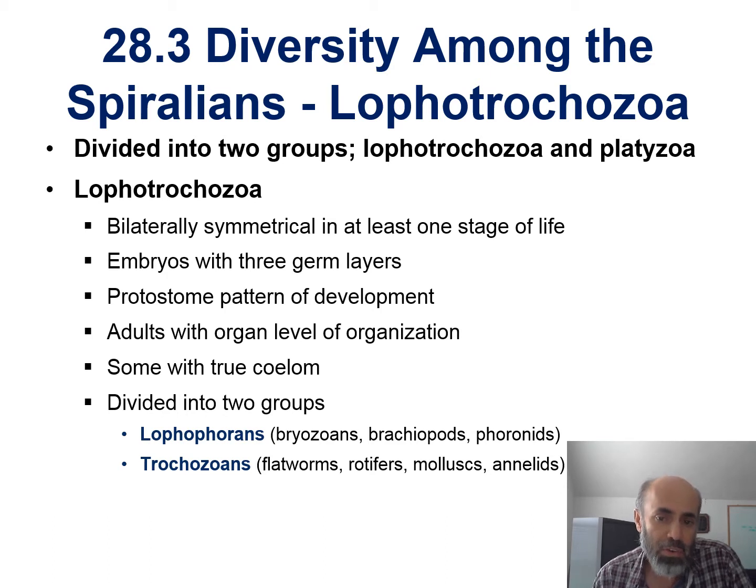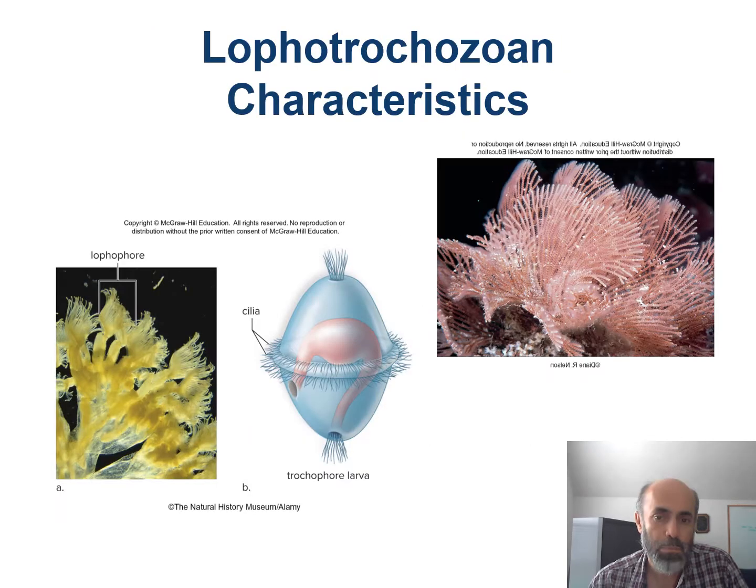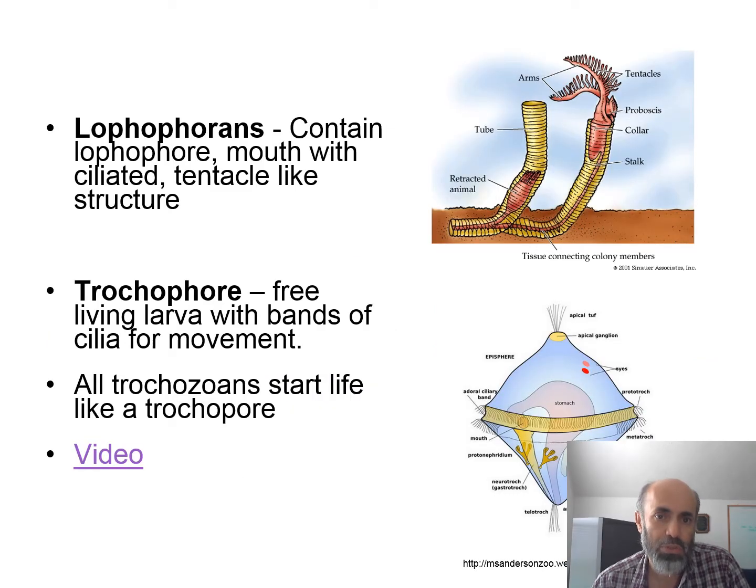Some of them have a true coelom in the body. Other ones do not have a true coelom, so they have a pseudocoelom in the body. So they vary quite a bit. All of them have bilateral symmetry in the body, at least in some stage of their life. Now we very quickly move to the Lophophorans.